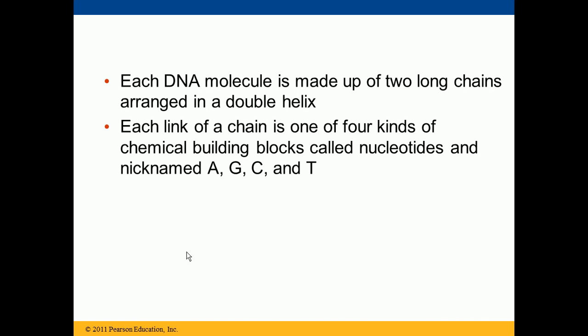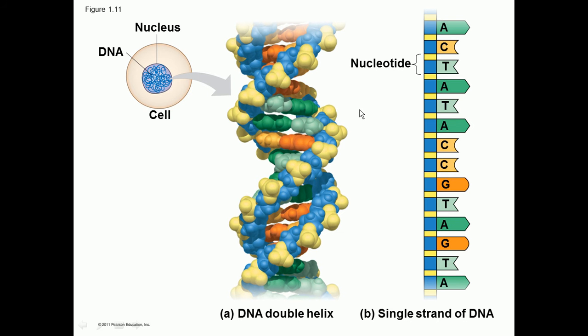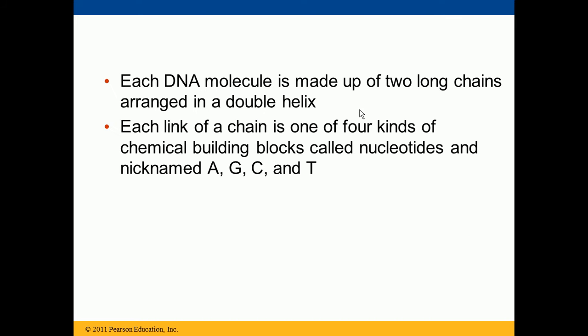So, let's talk about DNA. DNA is basically made of two long chains, and they are wound around each other. So DNA forms a double helix. And every chain of DNA is like a polymer. Polymer means it is made of nucleotides.